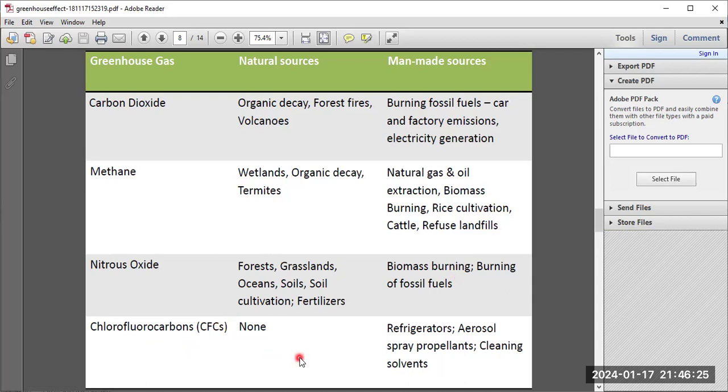Next is chlorofluorocarbon. Sorry, for chlorofluorocarbons there is no natural source. It is totally a man-made gas. It is used in refrigerators, aerosol sprays, propellants, cleaning solvents, and many more things in which this gas can be used.